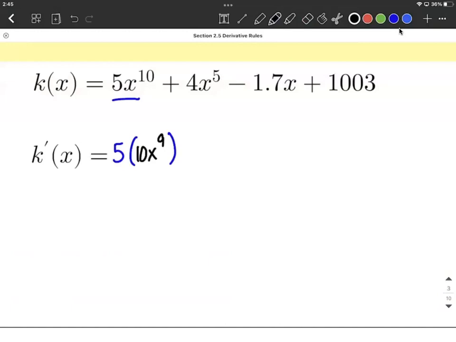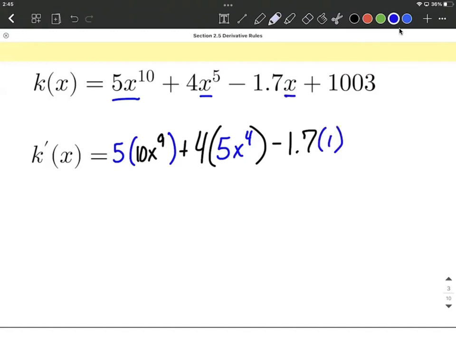All right, same idea on the next one. We're going to bring the 4 along. Again, we're looking at the x to the 5th. We're going to use the power rule. The exponent comes down, reduce the exponent by 1, minus 1.7, and then the derivative of x is going to be 1, or it's going to be that number out in front. I'm going to write a times 1 for the time being.